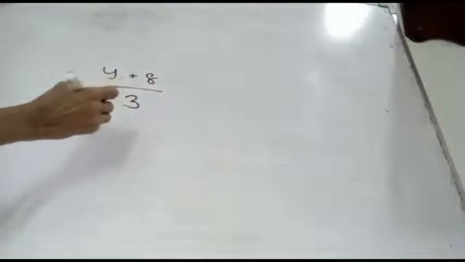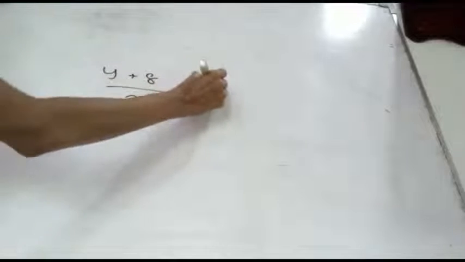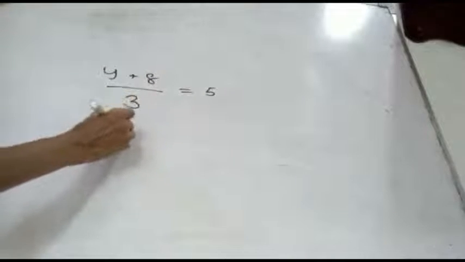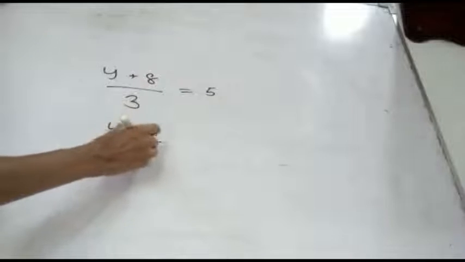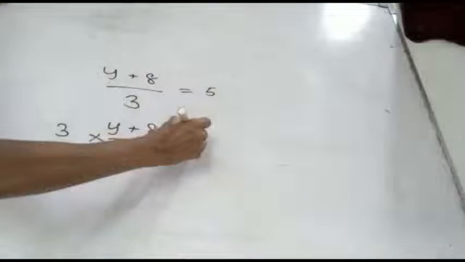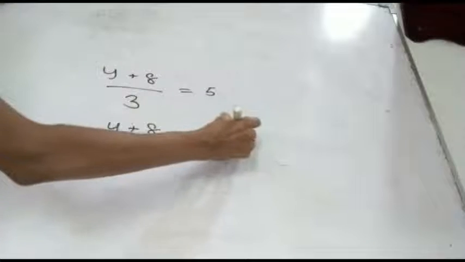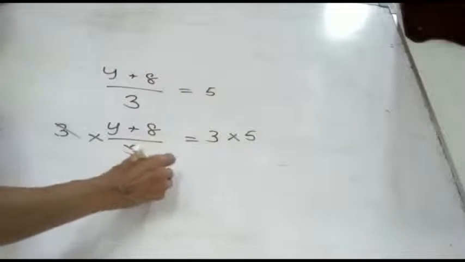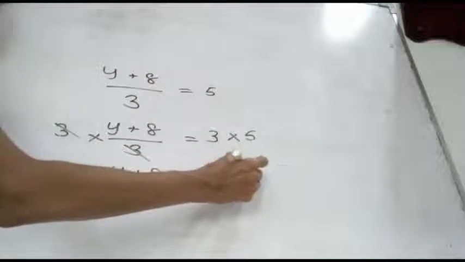(y + 8)/3 is equal to 5. Both sides multiply by 3, which is 5 times 3. The 3 and 3 cancel out. y + 8 is equal to 15.